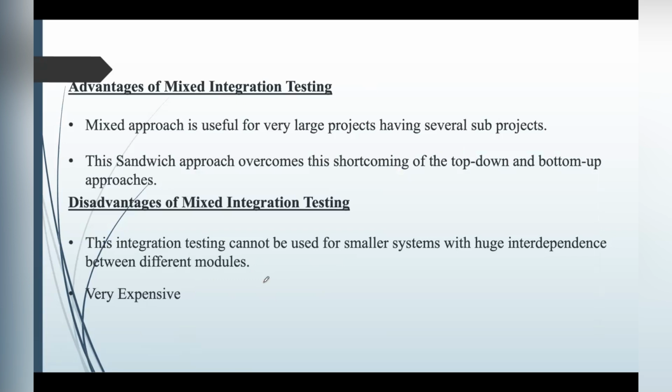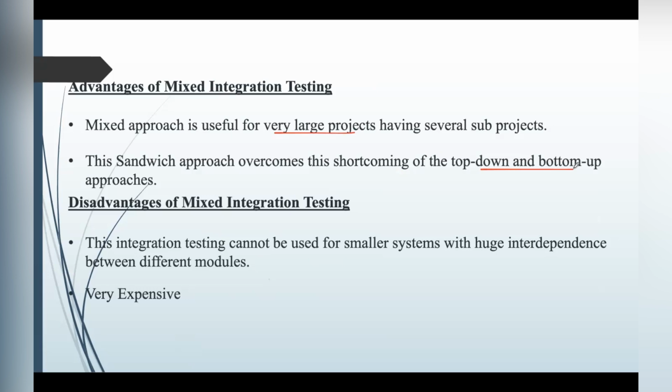Advantages, the first one is this is suitable for very large projects. And also, this approach overcomes all the drawbacks present in top-down as well as bottom-up approaches. Even parallel testing can be performed in top and bottom layer tests.